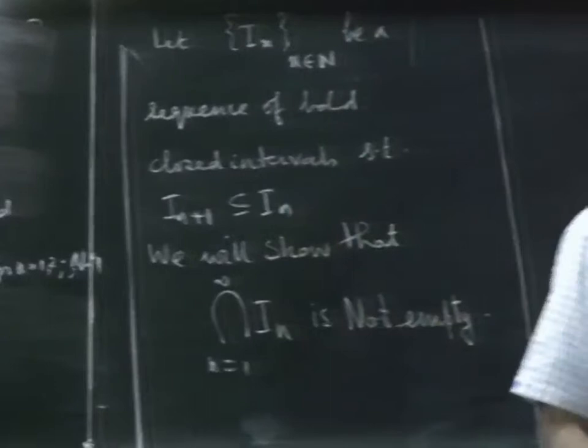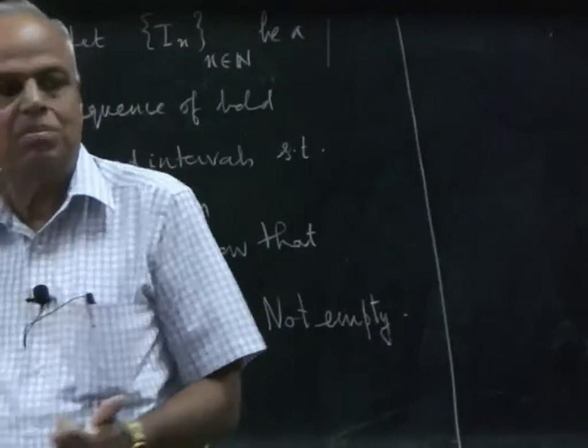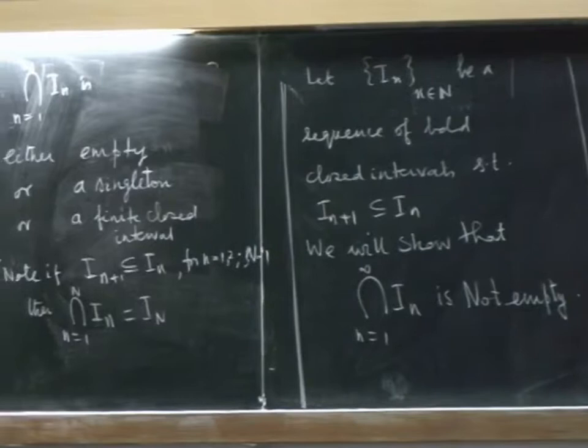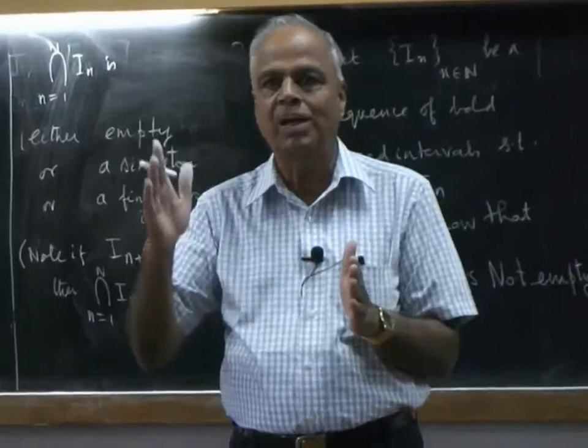So, you have a non-decreasing sequence which is bounded above and therefore, they will have a least upper bound. So, that maximum what we had before now will be replaced by the least upper bound. Similarly, the minimum will be replaced by the greatest lower bound. Now, therefore, we have an A, which is the least upper bound. We have a B, which is the greatest lower bound.